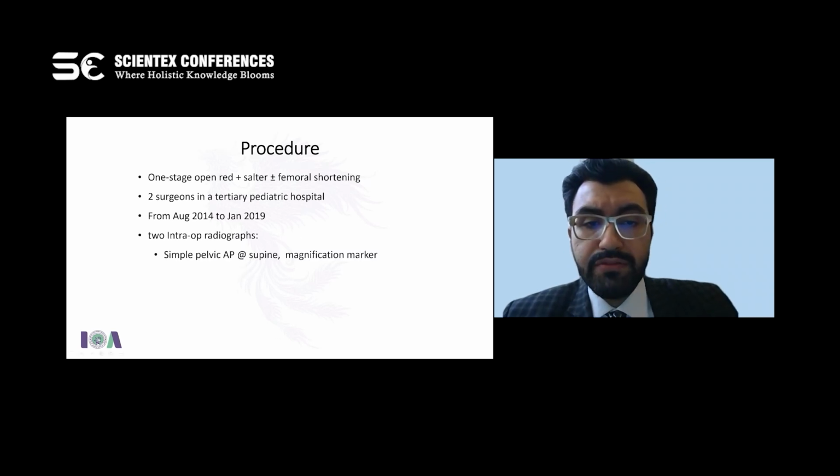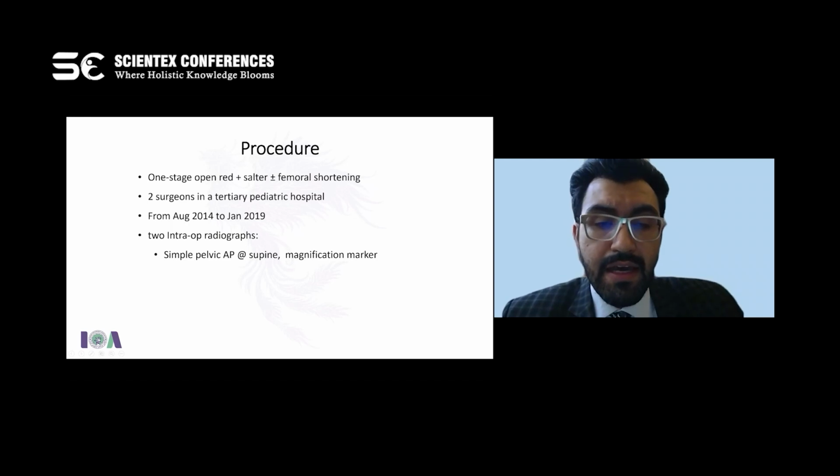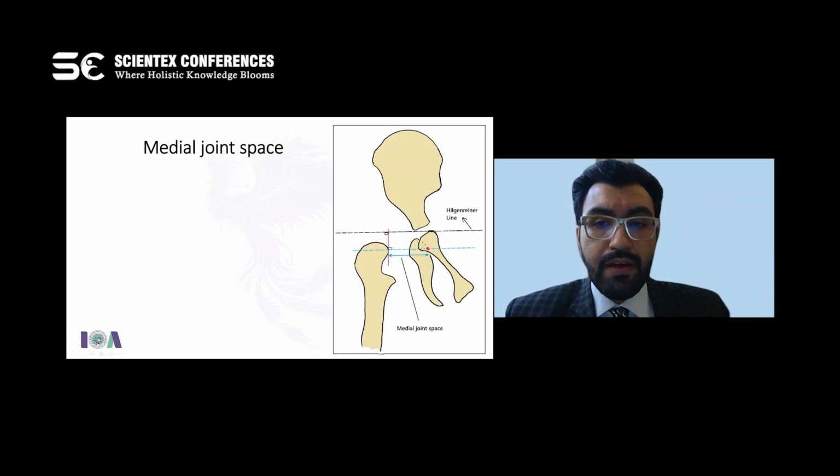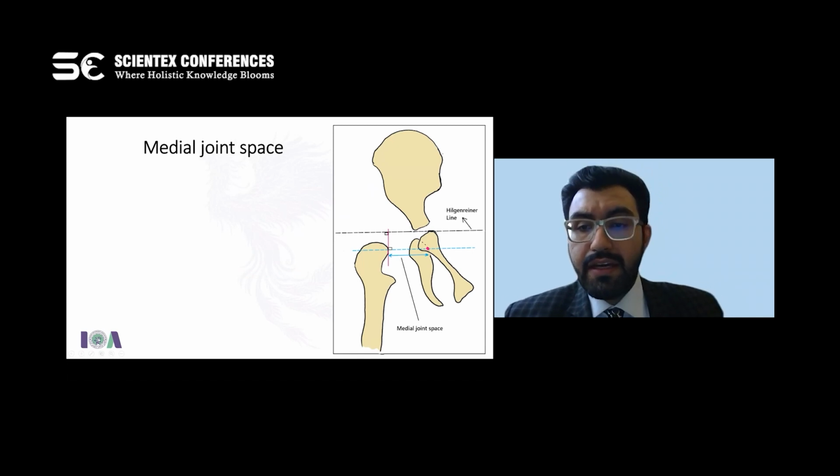And two intraoperative radiographs were taken as a simple pelvic AP X-ray in supine position. We used a magnification marker in a constant position in order to determine the exact medial joint space and compare it between different cases. As you can see in this slide, this is the method we used in order to determine the medial joint space.